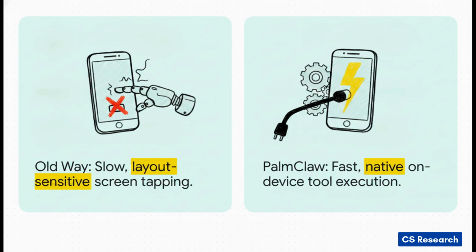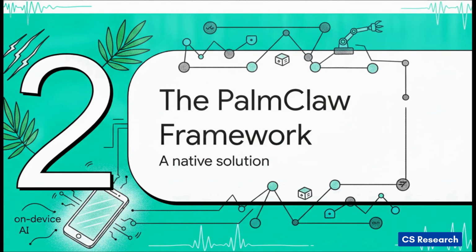The PalmClaw way completely solves this by abandoning screen tapping entirely. Instead, it uses fast, native, on-device tool execution. It's just a totally different philosophy of interaction. Which brings us perfectly to Section 2, enter the PalmClaw framework. Let's look at the researchers' elegant solution to all of this.